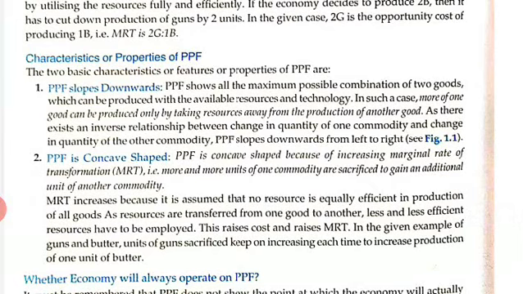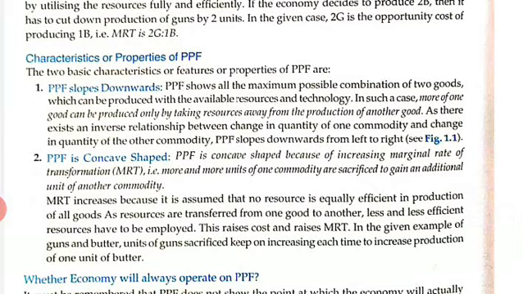Second, the PPF is concave in shape. The PPF is concave because of the increasing MRT. MRT is increasing, MOC is increasing. That's why your PPF is concave. MRT increasing means more and more units of one commodity are sacrificed to gain an additional unit of another commodity. In that situation, your PPF is concave. So PPF concave means MRT increasing.